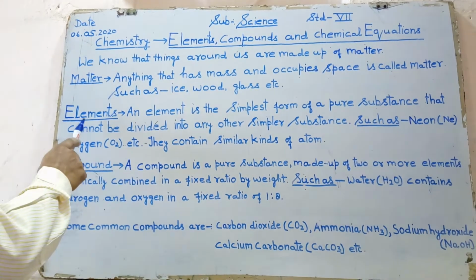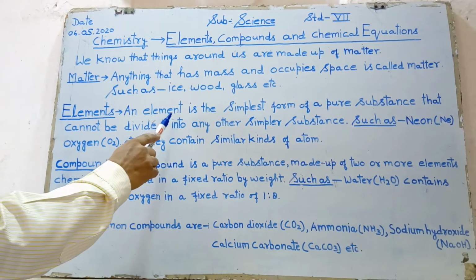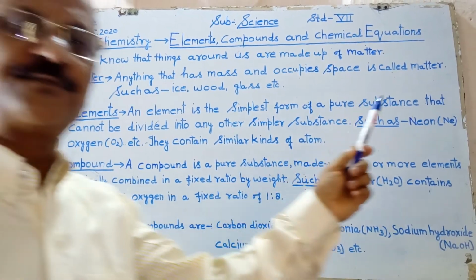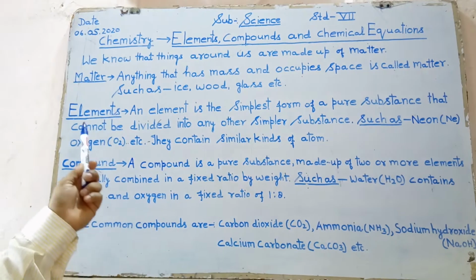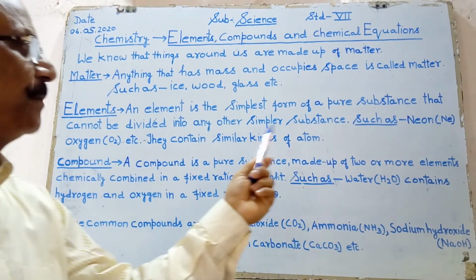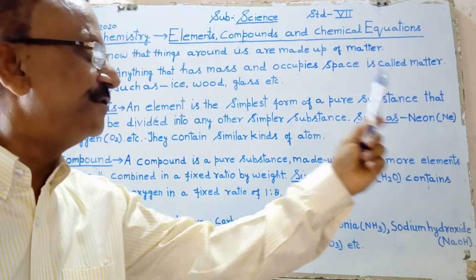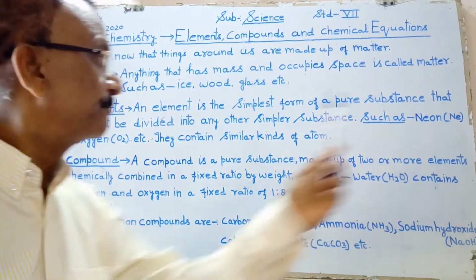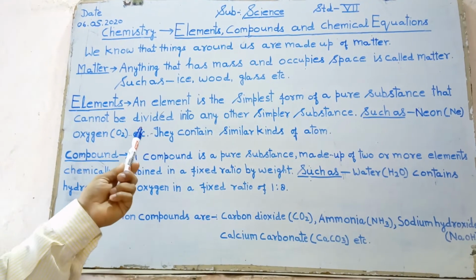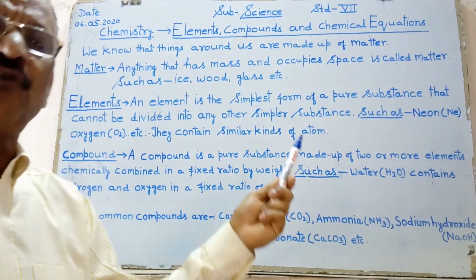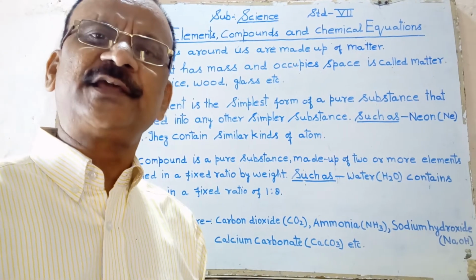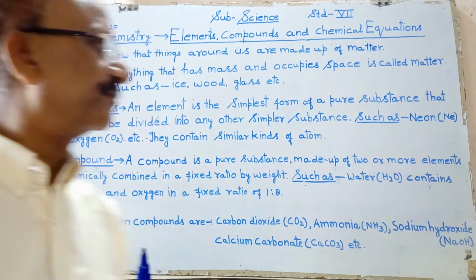Now the next point is elements. An element is the simplest form of a pure substance that cannot be divided into any simpler substance, such as neon and oxygen, we cannot divide them. They contain similar kinds of atoms. Other examples are gold and silver, which only contain the same kind of atom.